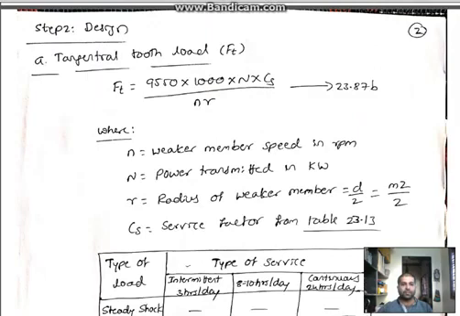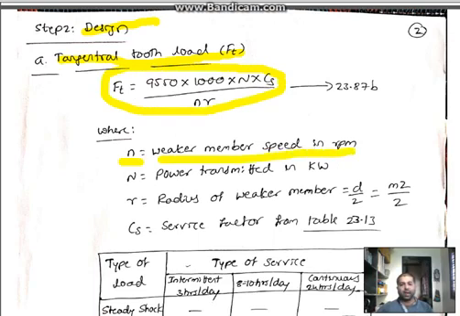Step 2. Design. First step in the step 2, to find out the tangential tooth load Ft. The tangential tooth load equation is given here. In this equation, where n is the weaker member speed in RPM, capital N is the power transmitted in kilowatt, R is the radius of the weaker member, CS is the service factor.